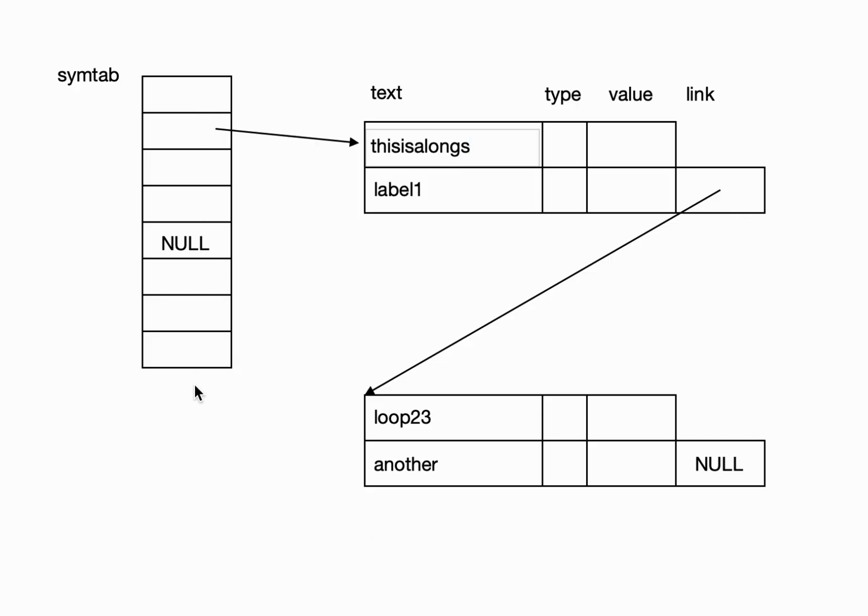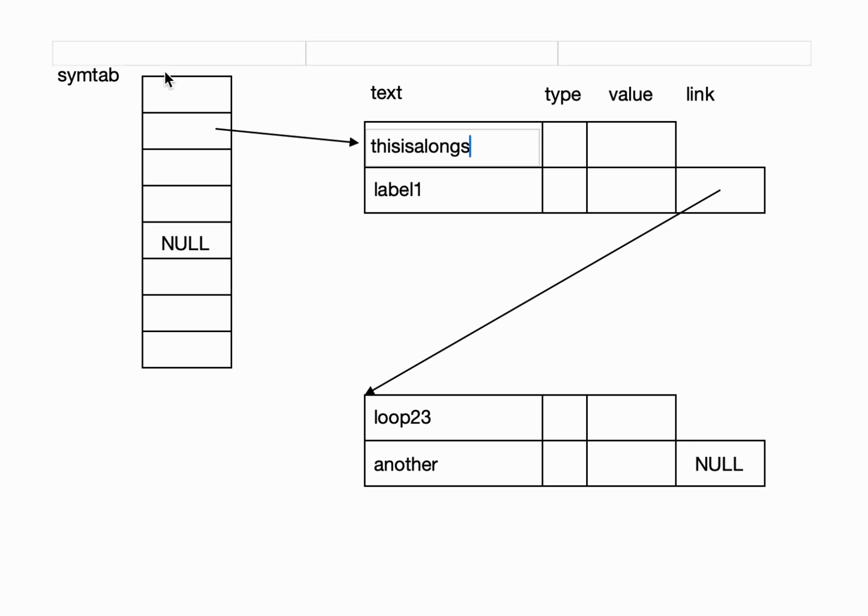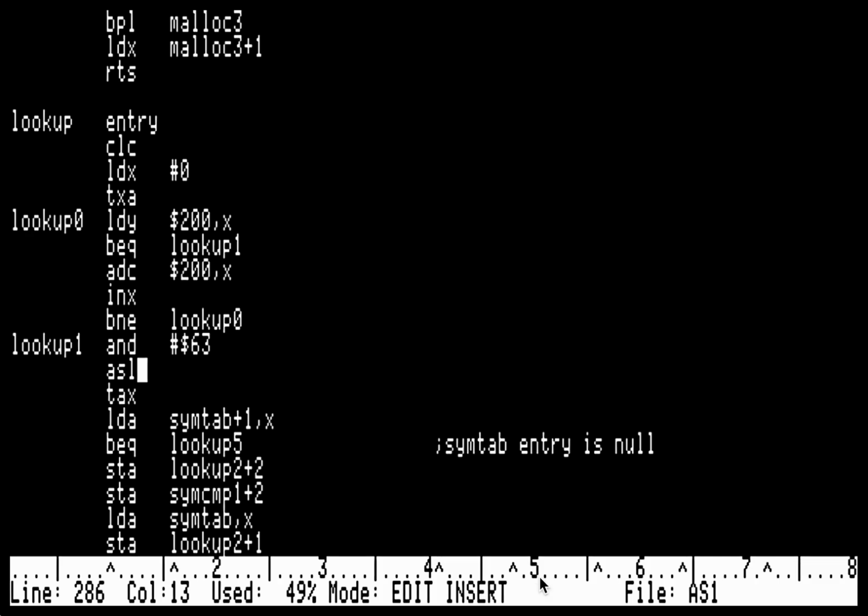We do that because we have 64 buckets here in our symbol table, each of which is a pointer to a linked list of symbol entries. Okay, and then we multiply it by 2 because each of these is 2 bytes long. That gives us an offset into the table. And we put that offset in X.